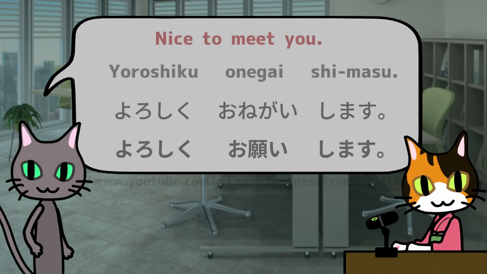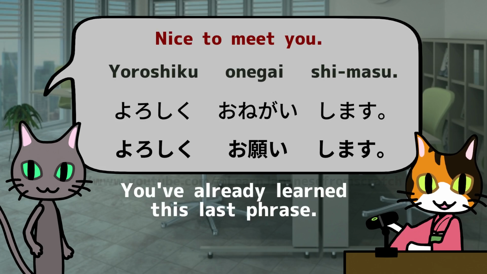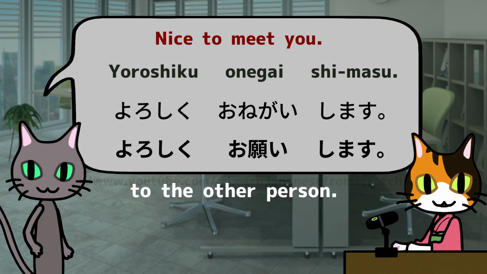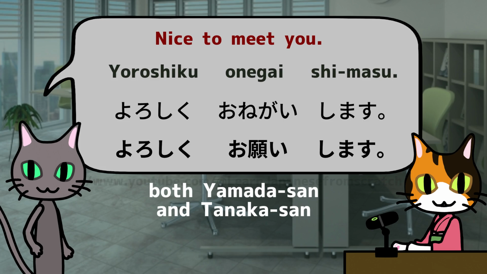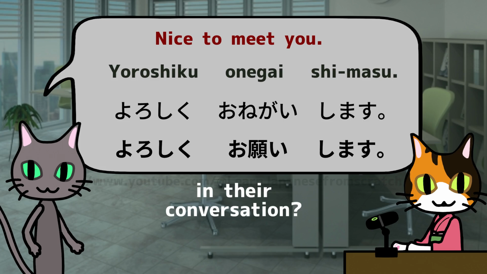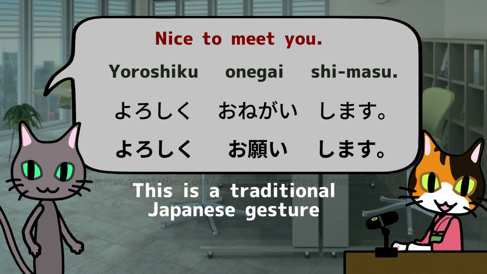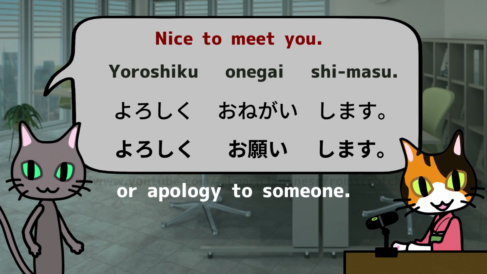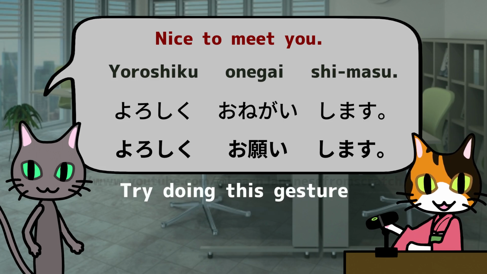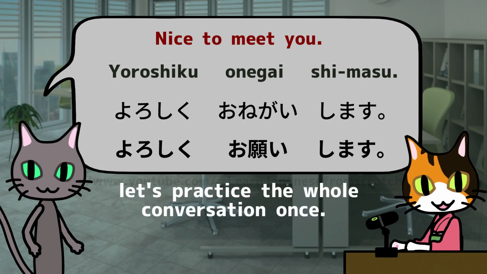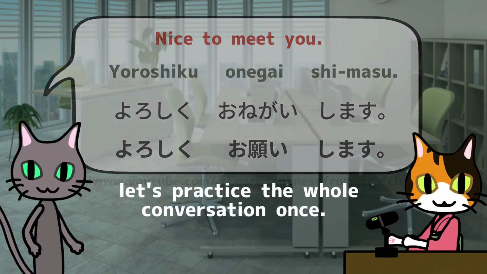Great. You've already learned this last phrase. Here you can reply with the same phrase to the other person. Also, did you notice that both Yamada-san and Tanaka-san bowed while saying this phrase in their conversation? This is a traditional Japanese gesture used to show respect, gratitude, or apology to someone. Try doing this gesture while saying this phrase. Now, let's practice the whole conversation once.